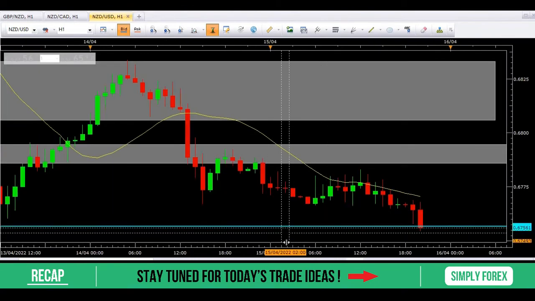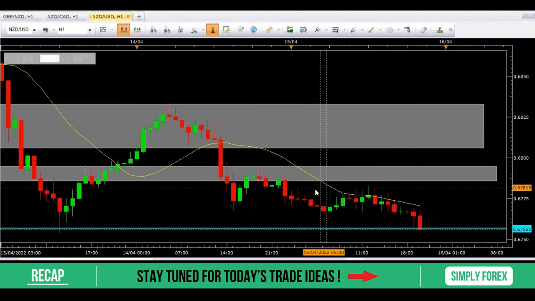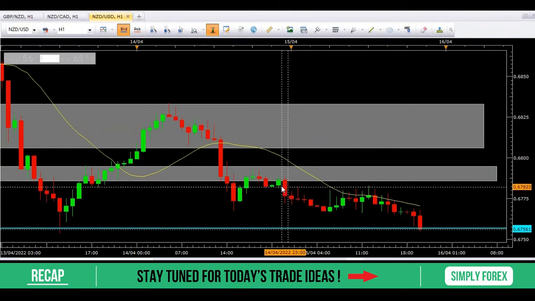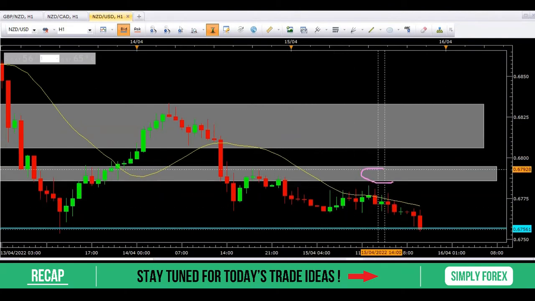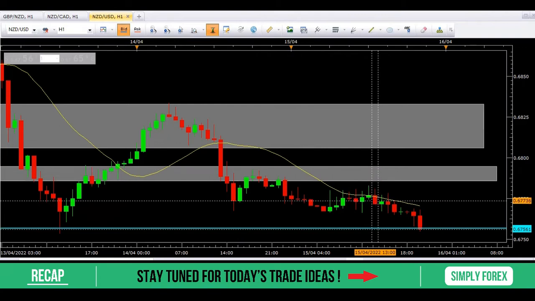Okay guys, I actually did take this trade. Price didn't quite come up into our grey zone as we anticipated, but after quite a few choppy candles, we had this bearish candle form. This told me that sellers were in control, so I entered at the close of this candle.